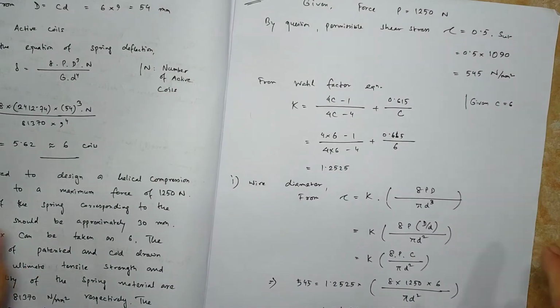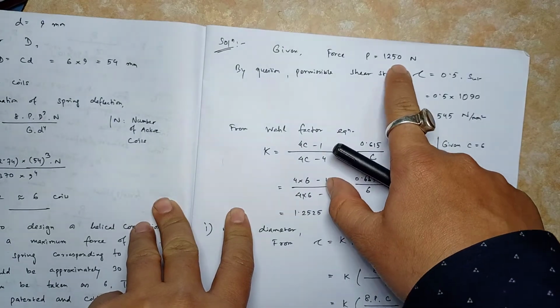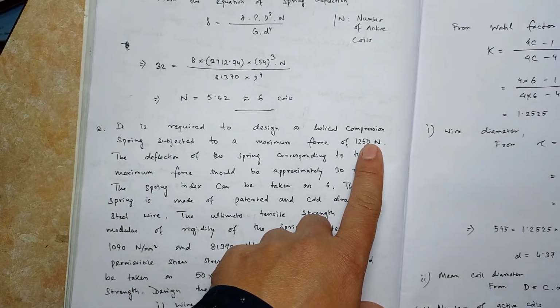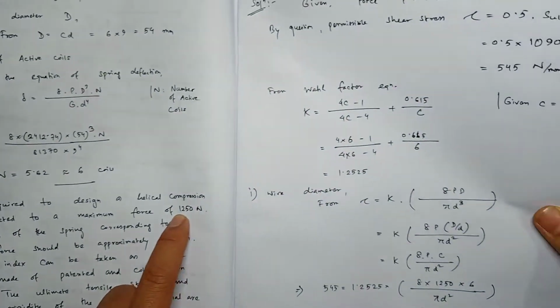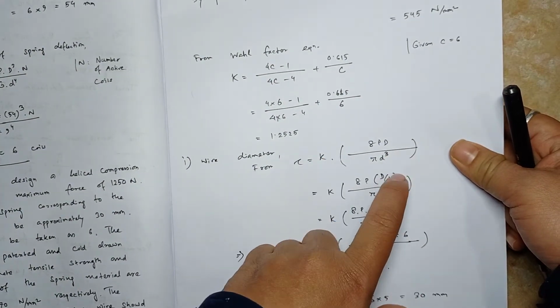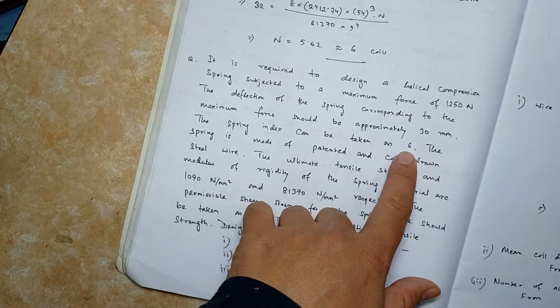So here this numerical is simpler. Here you see directly the force is given as 1250. You can read it here, 1250 is the compression force. What do we need? For this problem we need K, P, and D by d. D by d is 6 again. The spring index can be taken as 6.